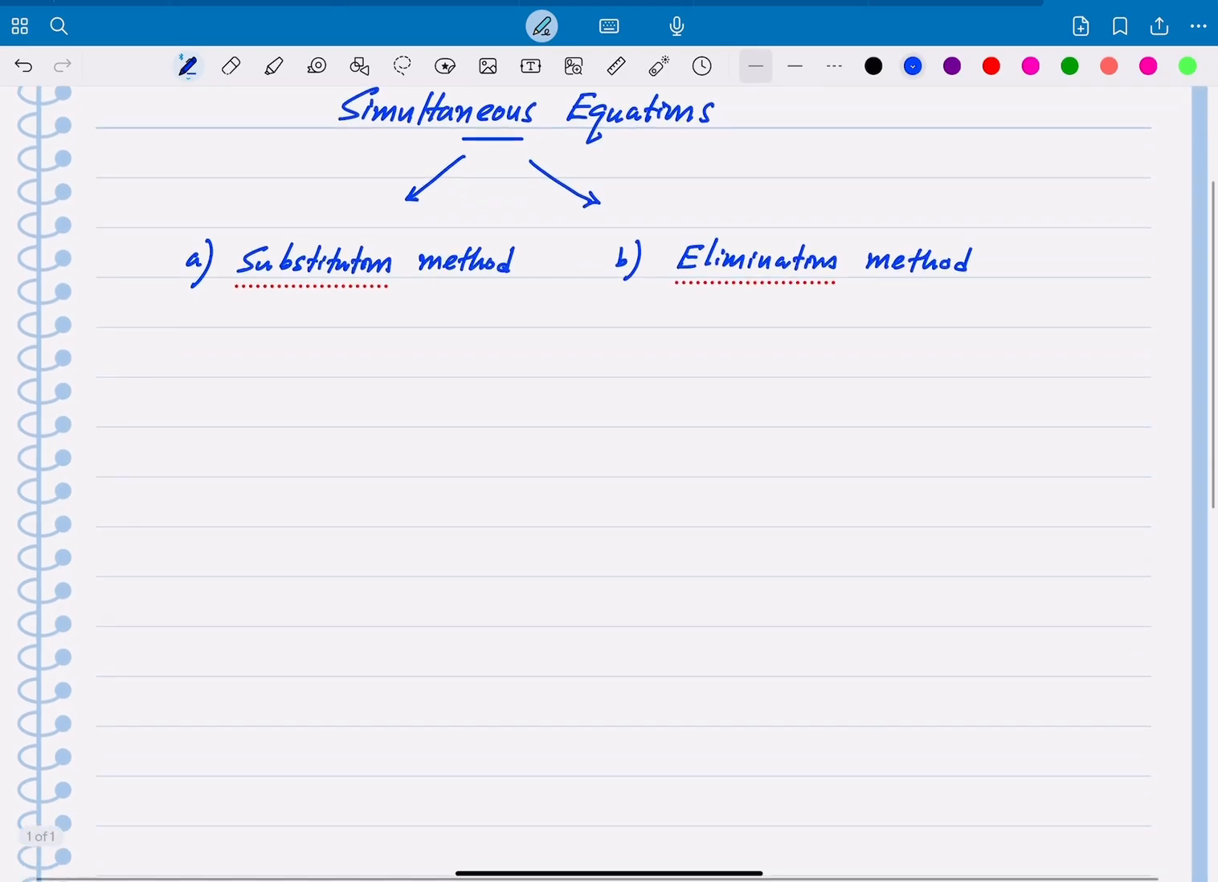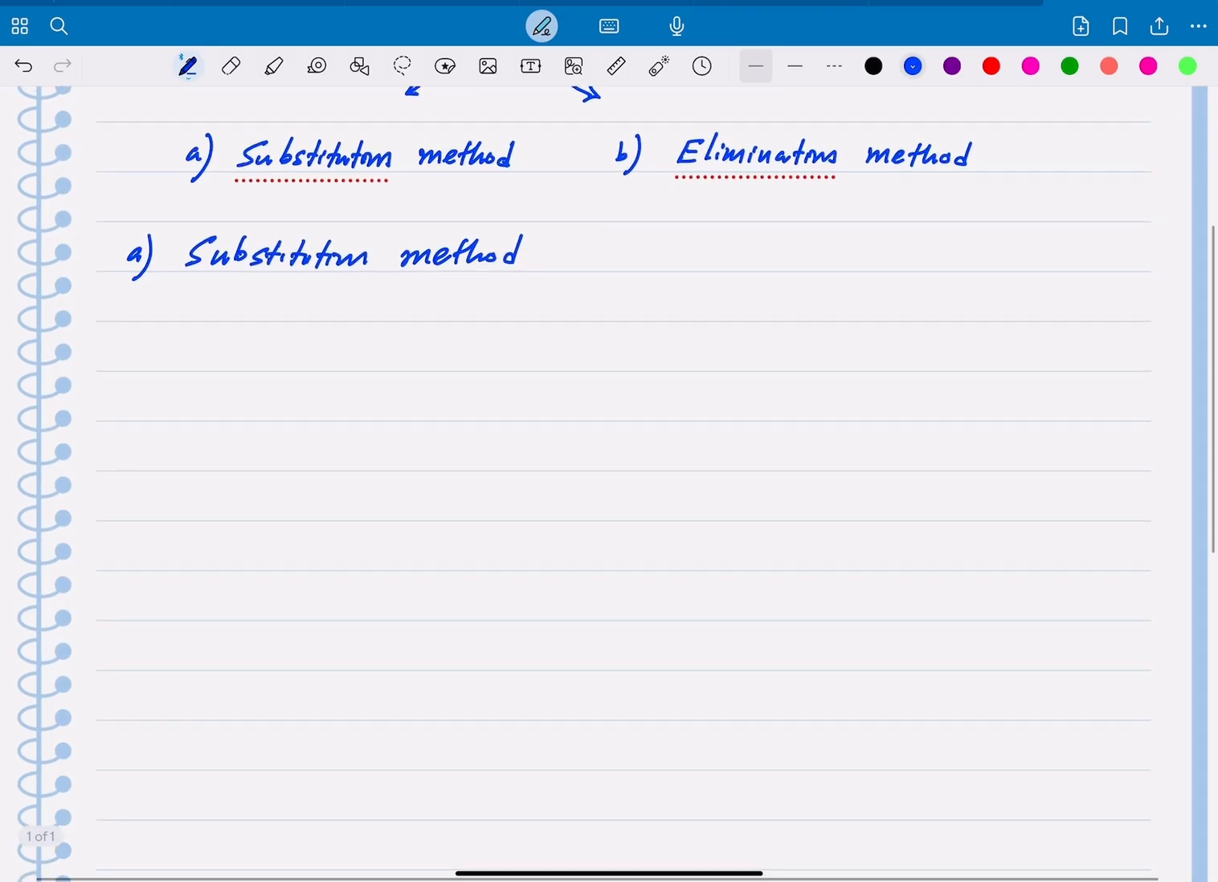Okay, so firstly we will understand the substitution method. The elimination method we'll be discussing in a different video. So in this video we are going to discuss the substitution method. Let's think about this question. Suppose you have x plus y is equal to 5, x minus y is equal to 3. This is your first equation and the second equation.